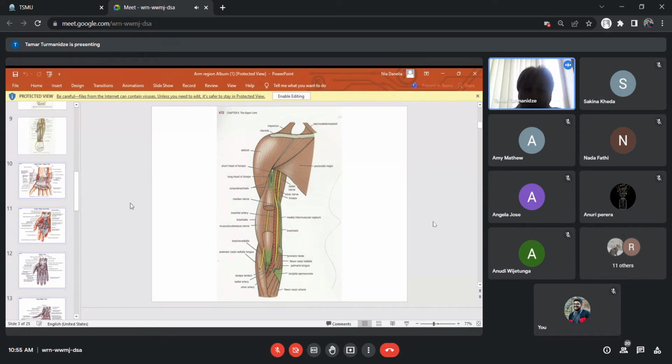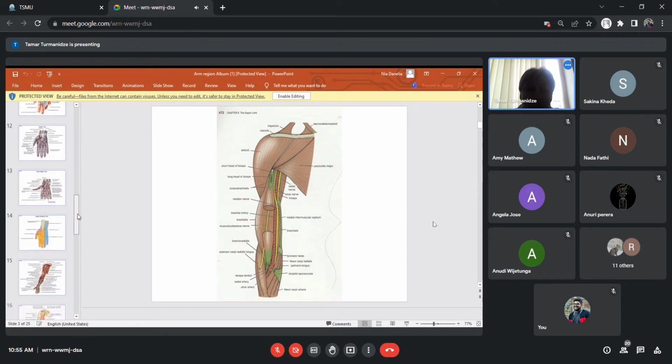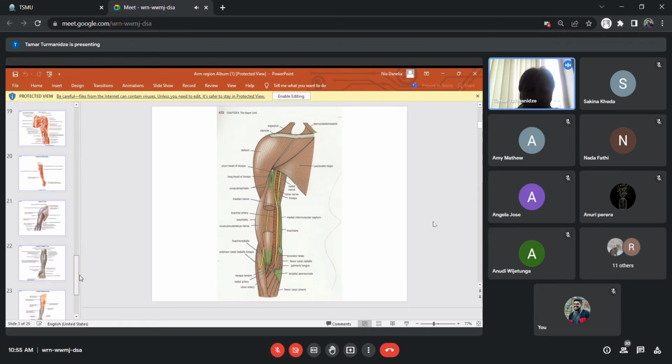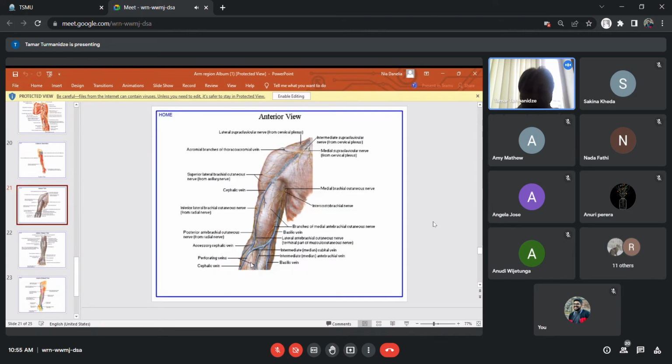Before we explain the compartments of the arm region, let's say which vessels are located in a superficial layer of the arm region. In superficial layers of the arm region, on the lateral side is located the cephalic vein, on the medial side is located the basilic vein. The cephalic vein all the way of the upper limb is located superficially, and when it leaves the arm region, it passes in the deltopectoral sulcus and drains into the axillary vein.